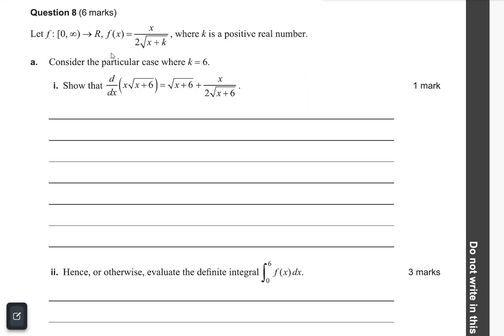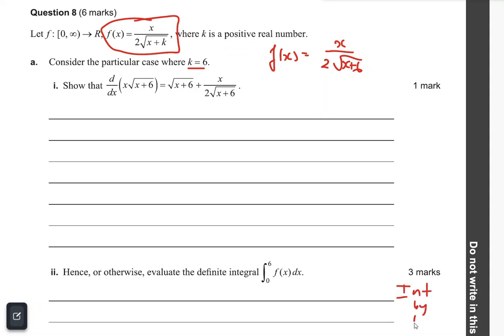So question number 8, 6 marks. This is f of x, where k is a positive real number. Consider a particular case when k equals 6. So when k equals 6, f of x is going to equal x on top of 2 square root of x plus 6. Show that this derivative equals this. So think about integration by recognition for this question down here, because I'm told what the derivative is.